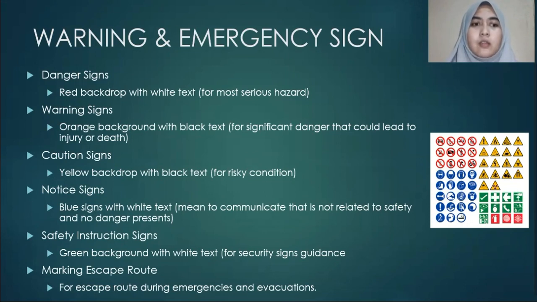The notice sign is a blue sign with white text. It is to communicate that it is not related to safety and no danger is present, such as no smoking. And the safety instruction sign is a green background with white text for safety guidance. And lastly, the marking of escape routes is for the workers to know the escape route during emergencies and evacuation.